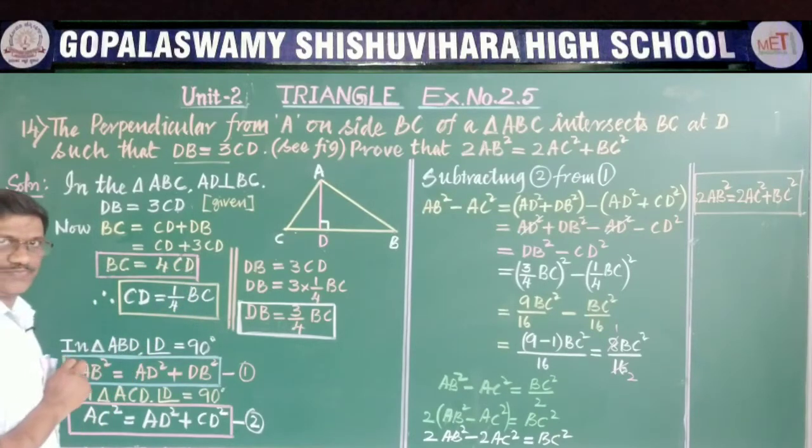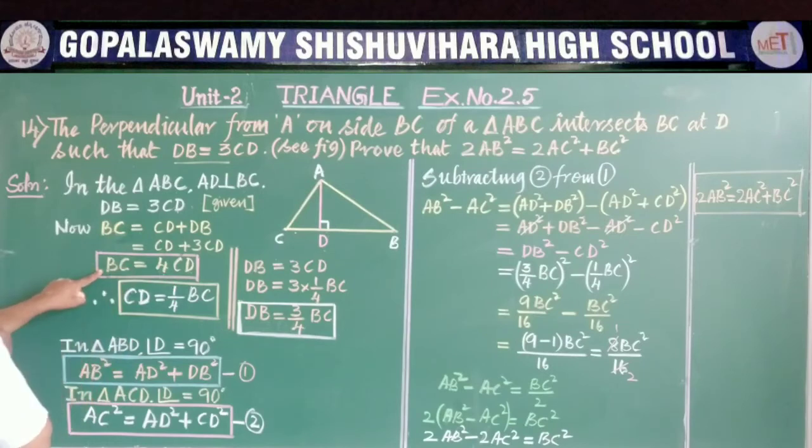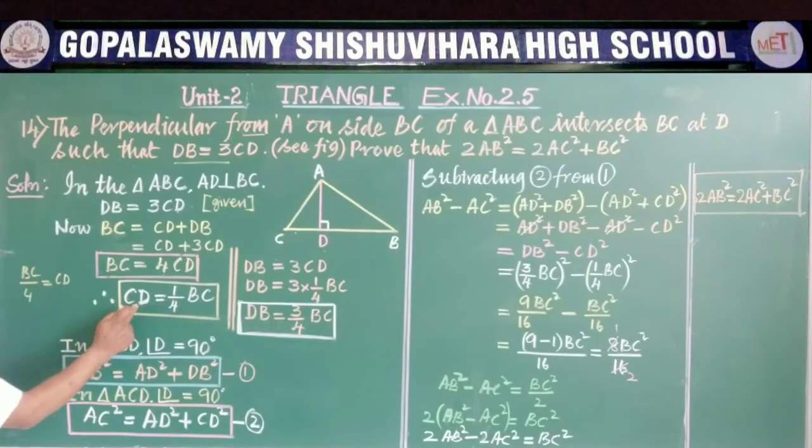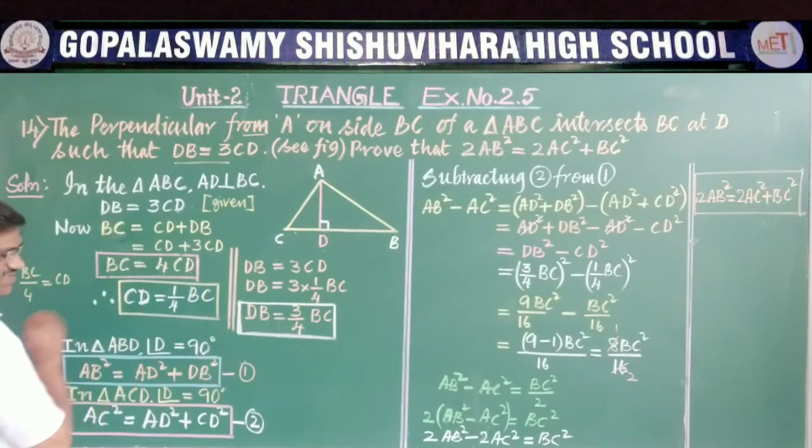Clear, children? So now you do one thing. You send this 4 to the other side of the equals sign. Then it becomes BC by 4 is equal to CD. That means CD is equal to 1/4 of BC. BC by 4 means it is 1/4 of BC.